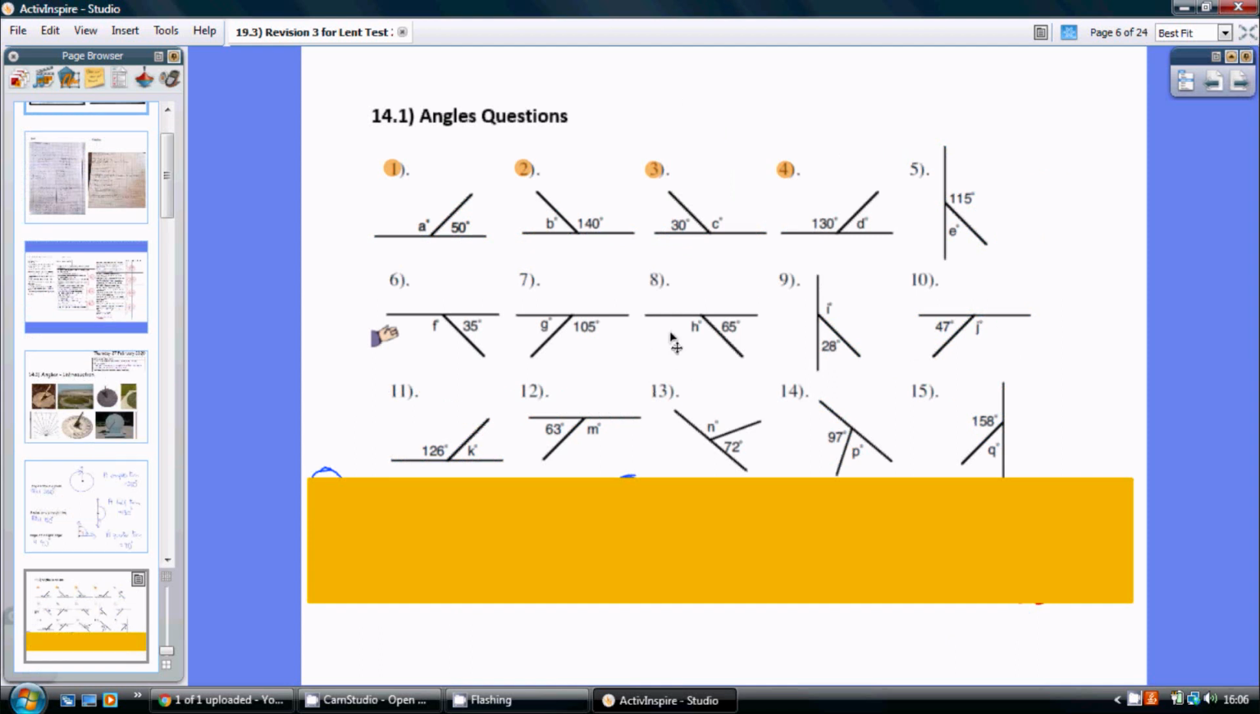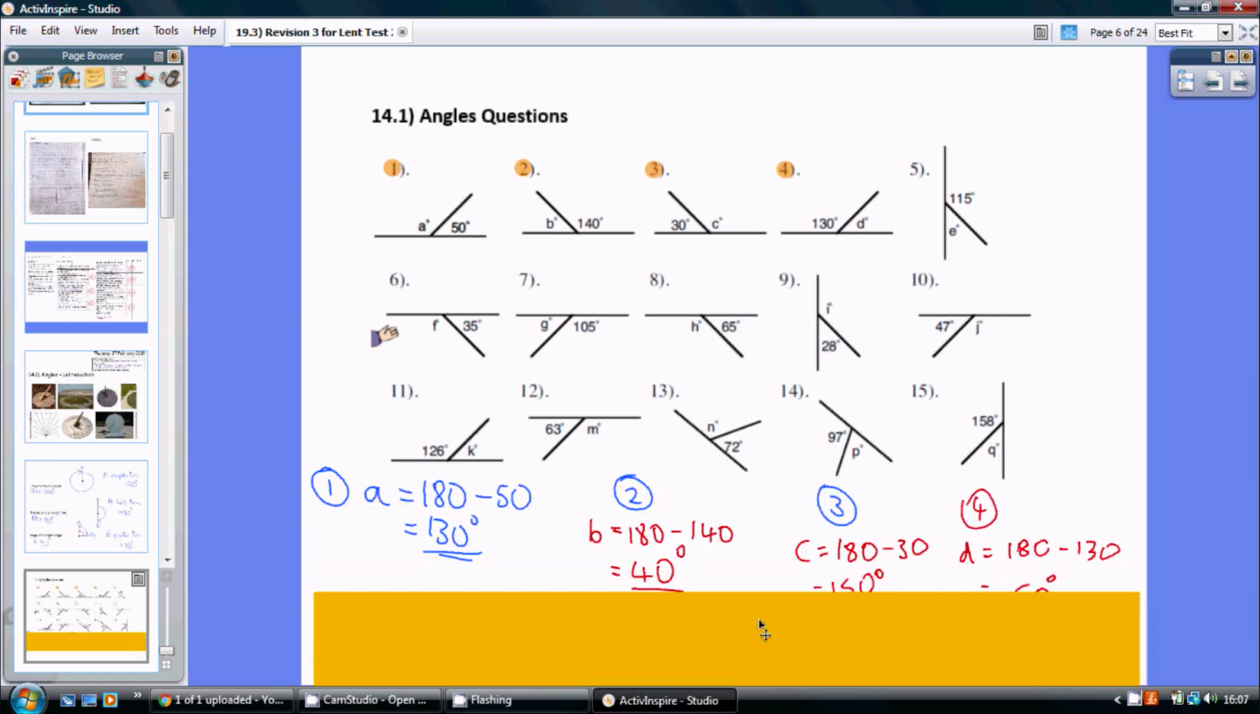Now, we then did a few questions like this, where, because the angles in a straight line add up to 180, we were just working out the balancing angle in order for it to be 180 as a whole. So quite straightforward. I just want you to do the first 4. Just pause the video while you do those.